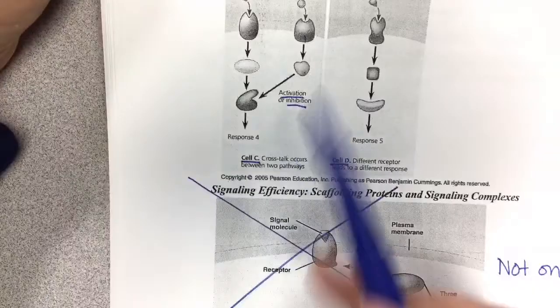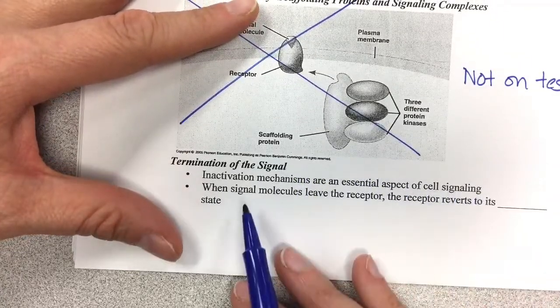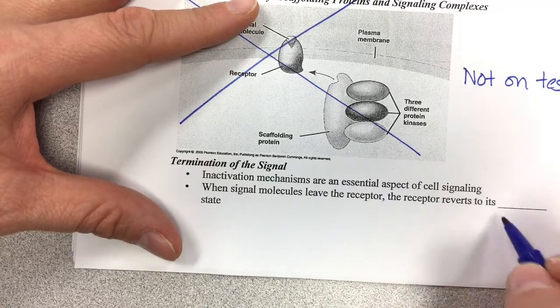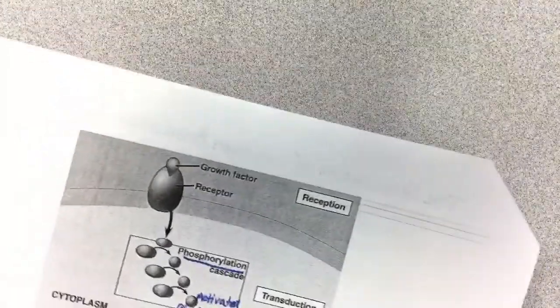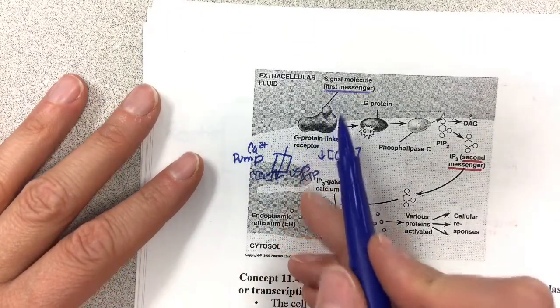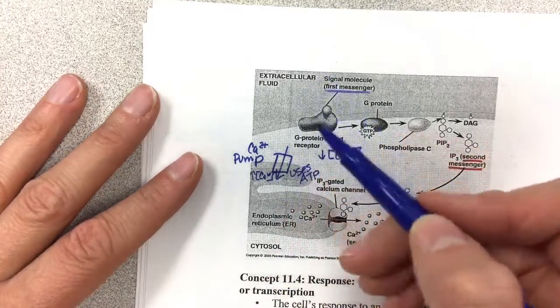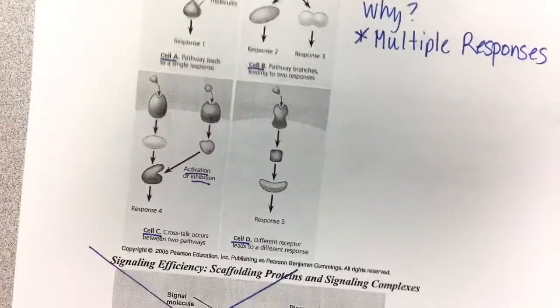And lastly, termination of the signal. We don't want this signal to last forever, this communication. So inactivation mechanisms are an essential part of cell signaling. When the signal molecules leave, the receptor reverts to its inactive state. So if we go back to this picture here, here's the signal molecule. When the signal molecule comes back off, it goes back to inactive and none of this happens. And so we have to wait for the next molecule to come. And so that is the end.